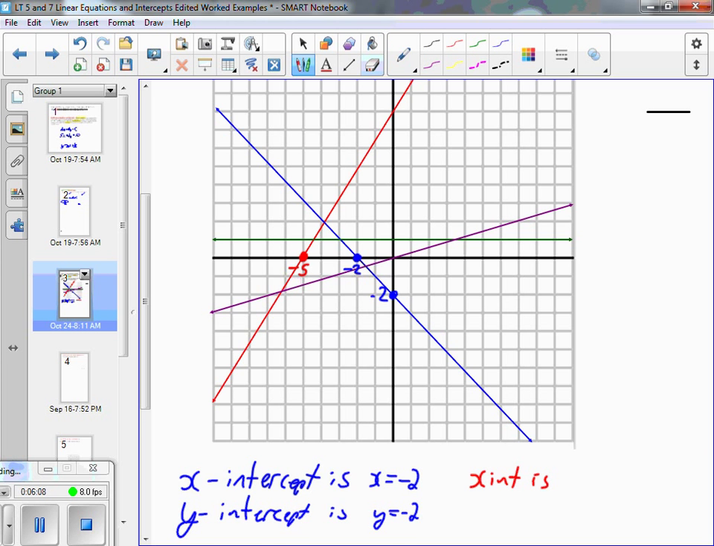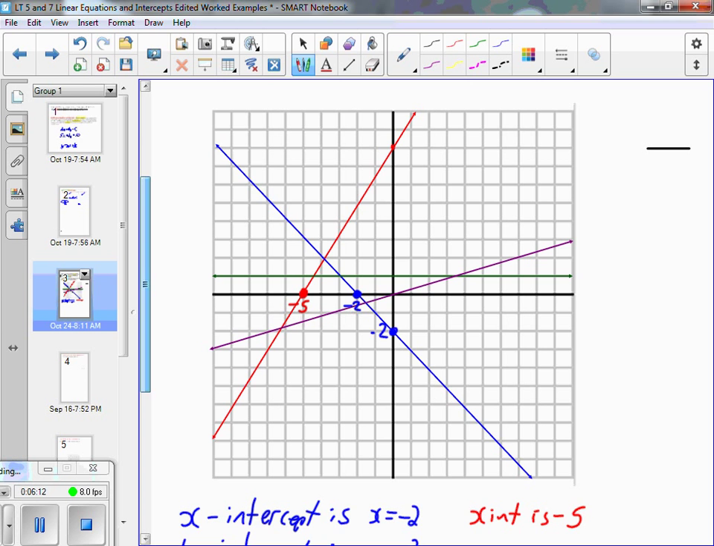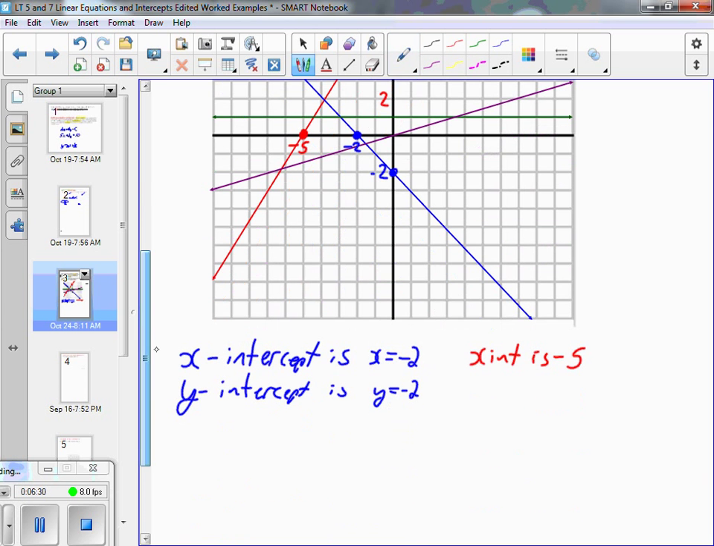I'm just going to say it is -5. The y-intercept is way up here. 2, 4, 7. Did I count those right? No, I didn't. There's 2, 4, 6, 8.